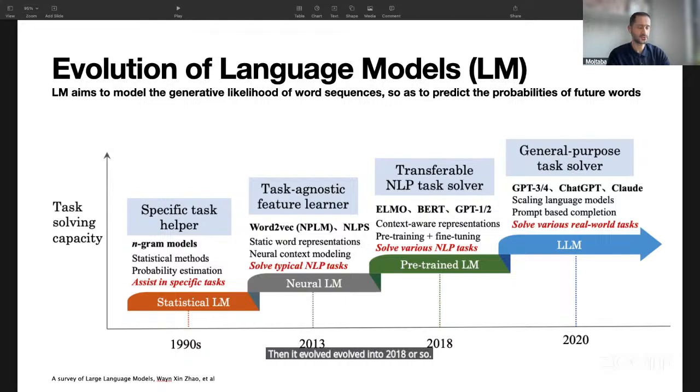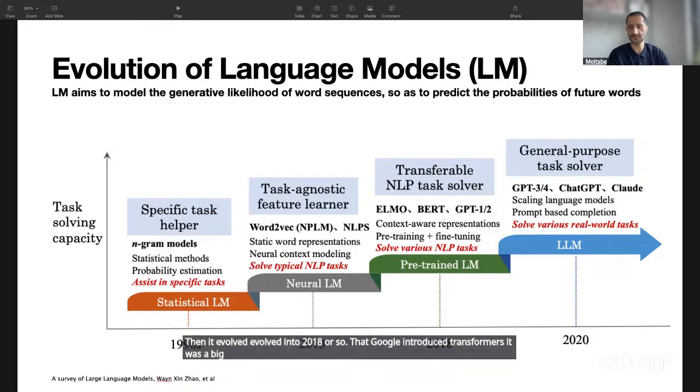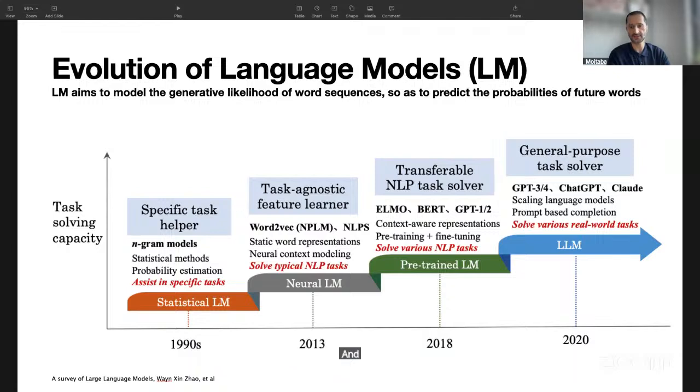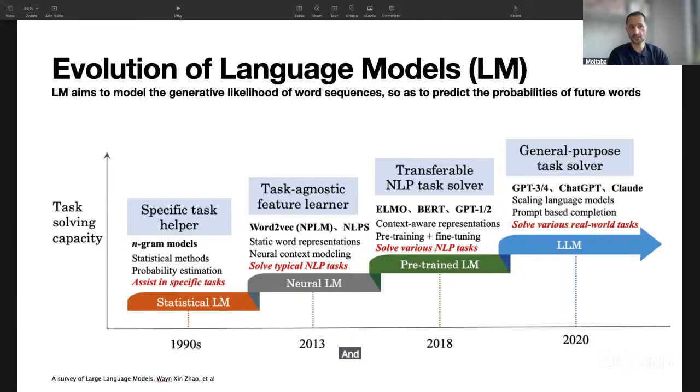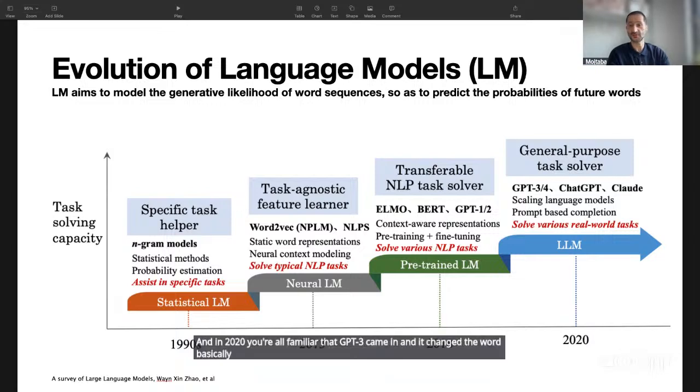Google introduced transformers. It was a big change in NLP, and it moved to a different level where we could understand the context of the words within a sentence, and it introduced a new architecture that different parties tried to use to build their own language models. And in 2020, you're all familiar that GPT-3 came in and it changed the world basically. And that's where we are now. And it's booming at the moment.